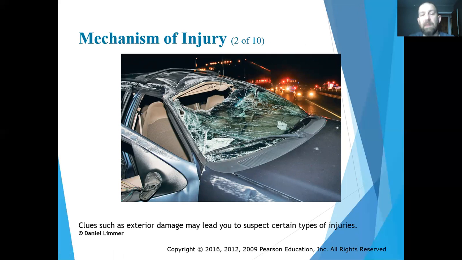When we're looking for mechanism of injury, we're going to look for clues here at the scene. This is a good picture of it. If you look at this car, what do you think happened with this car just by looking at it? Well, we weren't there, so obviously we didn't see it, but we can tell by looking at this car. We've got scrapes.